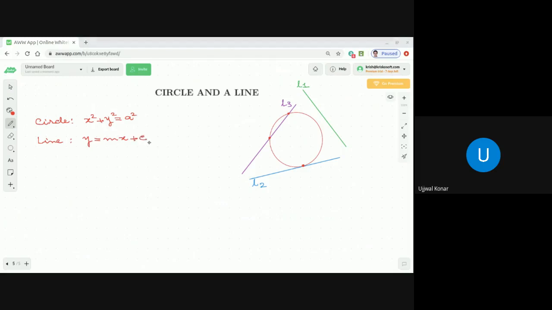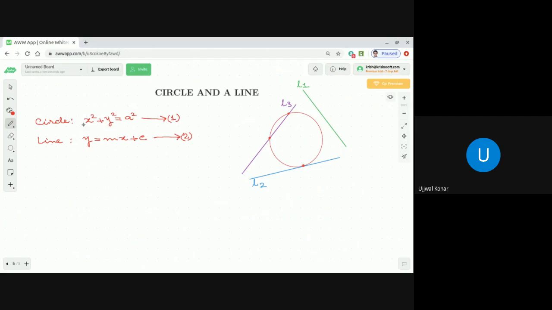Clear, dear students? So we have these two. Let's keep the equation of the circle as equation number 1, and the equation of the line y equal to mx plus c as equation number 2. Now, dear students, we are going to solve these two equations. Equation 1 is a quadratic equation, and equation 2 is a linear equation. So let us solve this. What is the value of y? From the second equation, we get y equal to mx plus c. Now that value of y, we are going to substitute in equation 1.